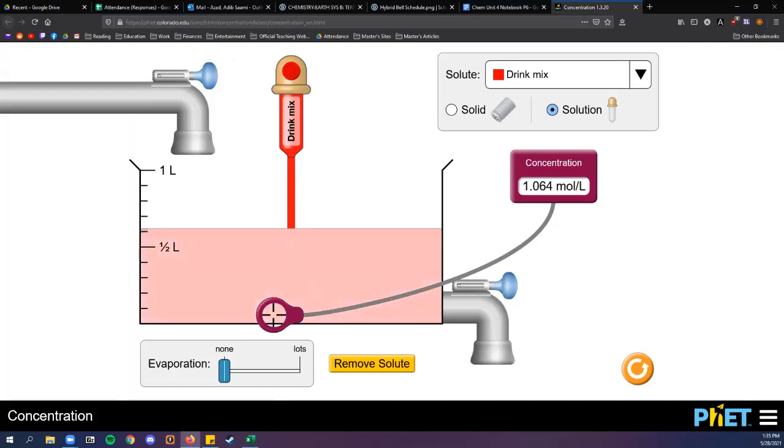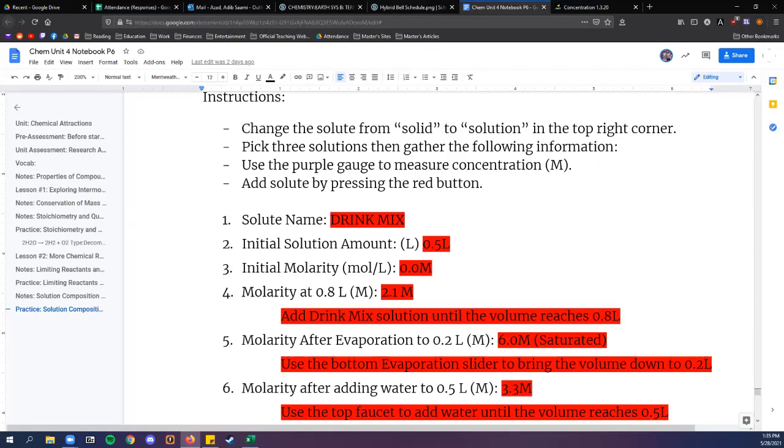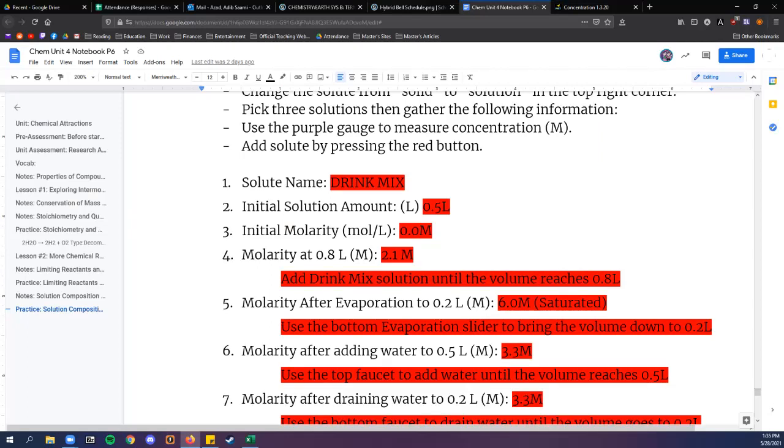So 0.6, 0.7, and 0.8. It doesn't matter if we go a little bit too close or a little bit short. We're just going to round. We're going to round that to 2.1. The concentration at 0.8 is 2.1. So what we have to do is just add drink mix solution until the volume reaches 0.8 liters.